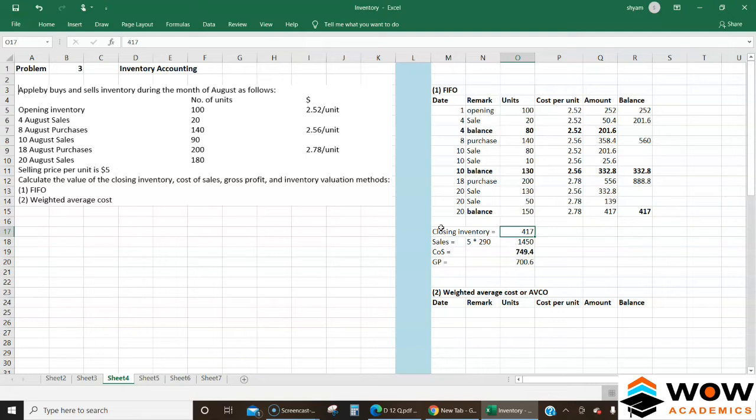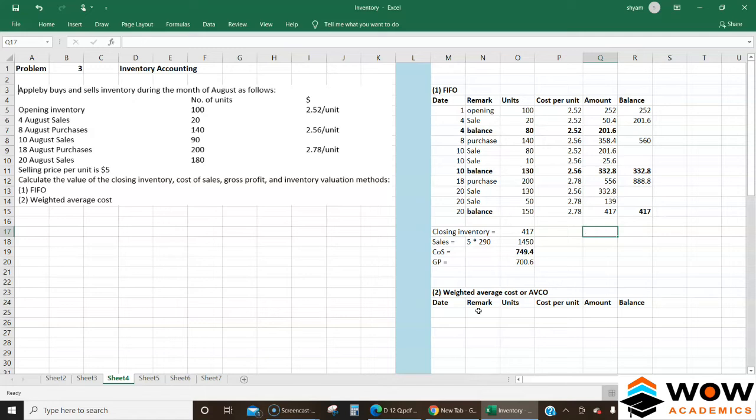If you want to know whether what we have done is correct or wrong, you can also find out through this method: opening stock plus purchase. Like that you can work it out, but I think it will take a long time for us to find out. So this is the answer.